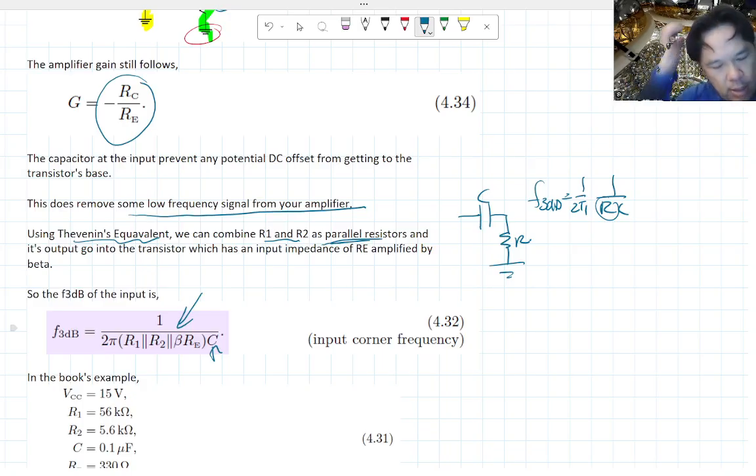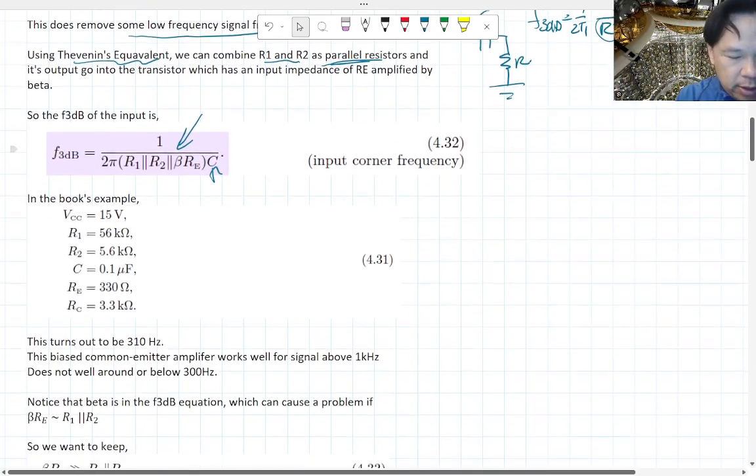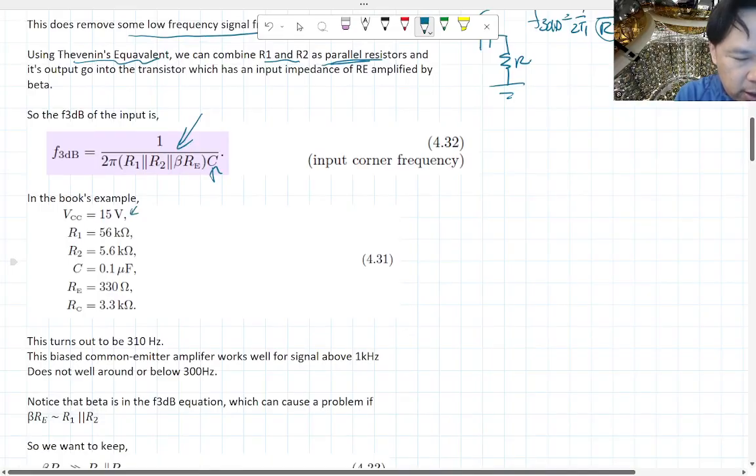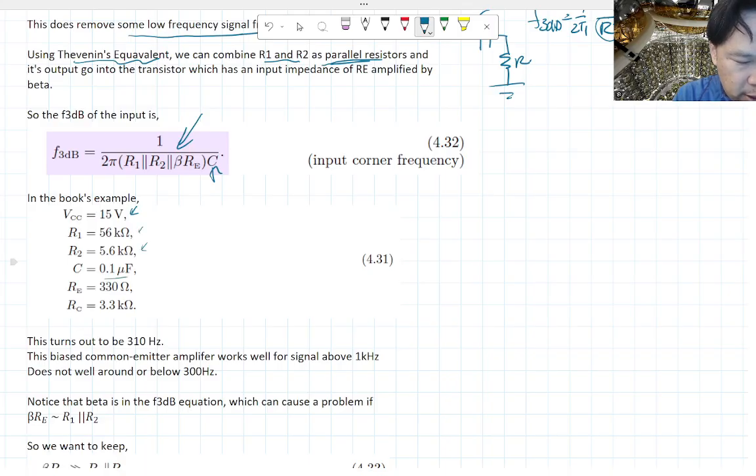Okay, so let's look at the book's example where we set VCC at 15, R1 is 56, R2 is 5.6, the capacitor value is 100 nanofarad, and then RE and RC gives you a gain of 10x. If you plug these numbers in, it turns out that this F3 dB is going to be about 300 hertz.